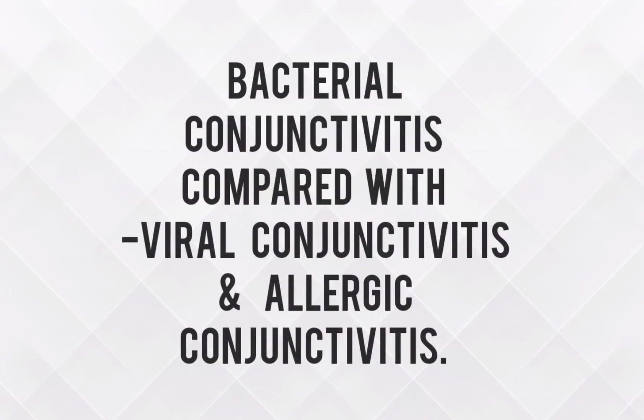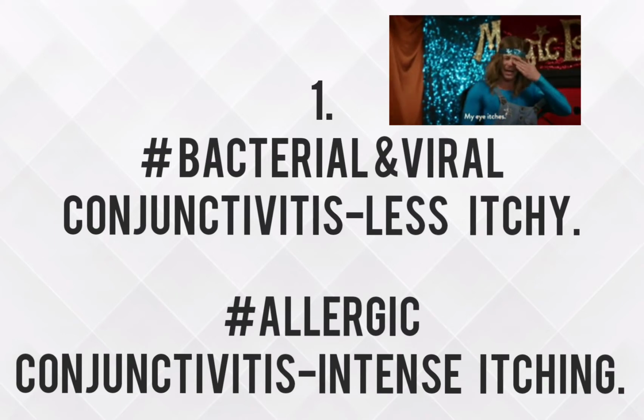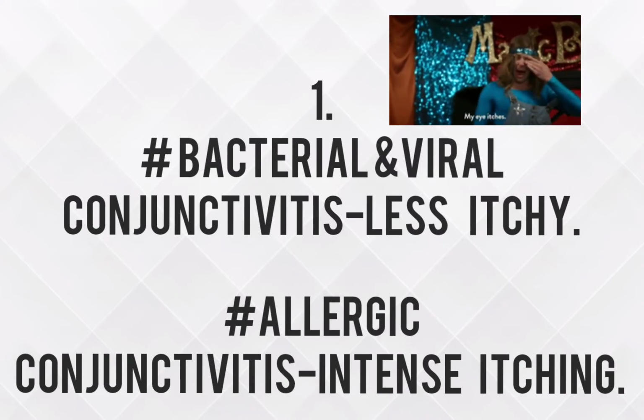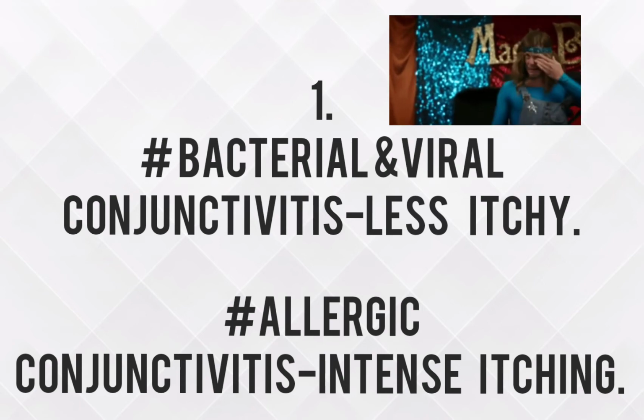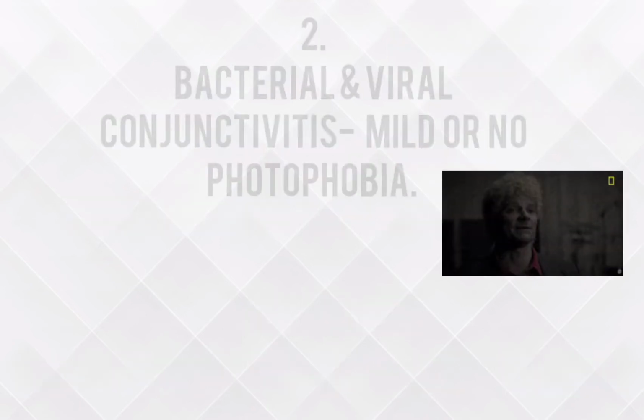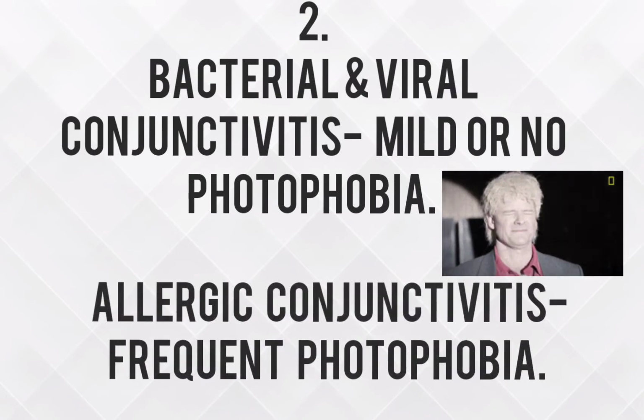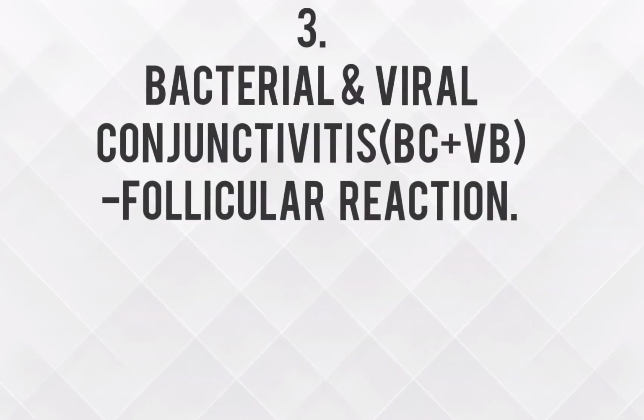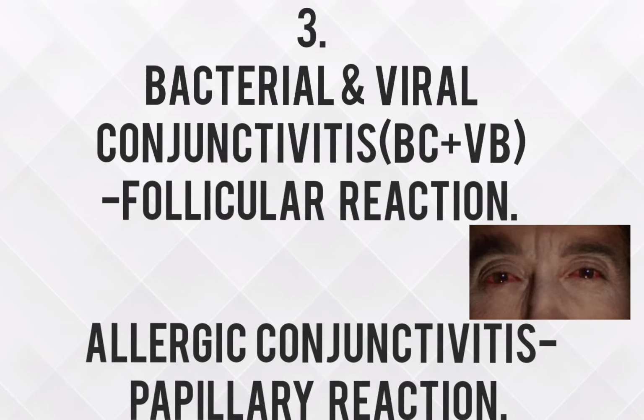On differential diagnosis, we'll compare bacterial conjunctivitis with similar diseases like viral and allergic conjunctivitis. Point number 1. Bacterial and viral conjunctivitis have a milder form of itching, whereas in allergic conjunctivitis the itching is very intense. Point number 2. Bacterial and viral conjunctivitis have mild or no photophobia, whereas allergic conjunctivitis has frequent photophobia. Point number 3. Bacterial and viral conjunctivitis present follicular reactions, whereas allergic conjunctivitis has papillary reactions.